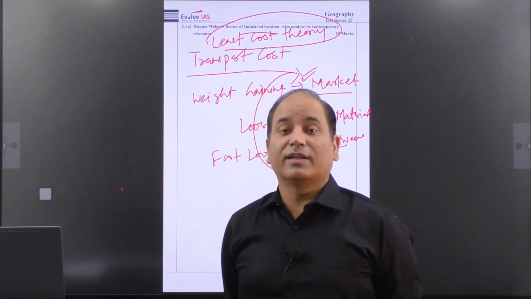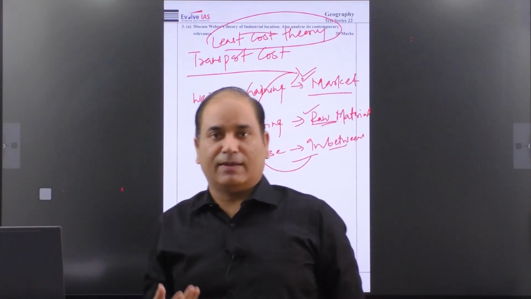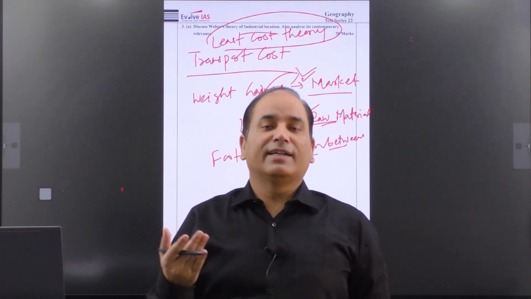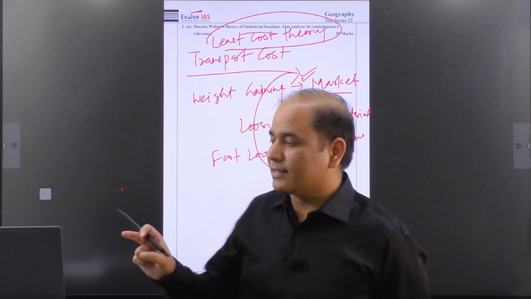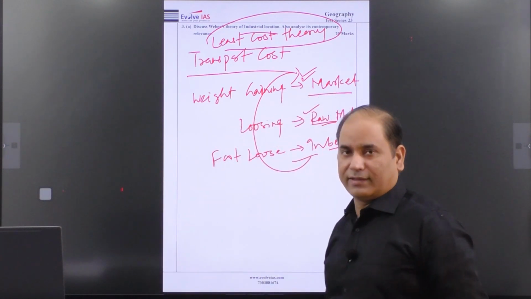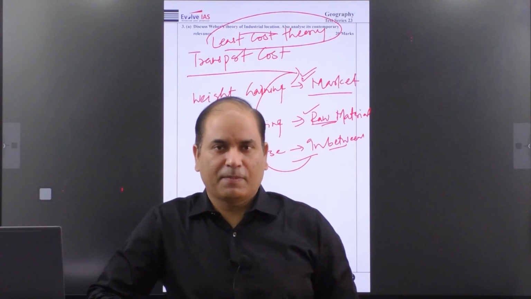Even some of the modern weight gaining industry like automobile industry is a very good example. Electronic industry. So automobile industry, electronic industry is located near to the market. So this was the idea of Weber.